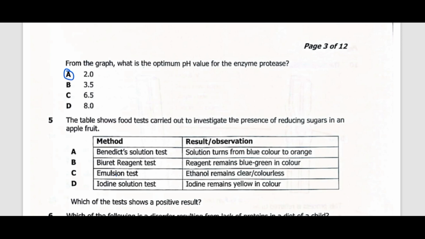Then for question 5, the table shows food tests carried out to investigate the presence of reducing sugars in an apple fruit. Then we have the method and the results or observation. The first one is Benedict's solution, so this is our answer. We can't even look at B. In B, we have burette, emulsion test, and iodine. So the answer is A, since even in the observation, we can see that the solution turns from blue color to orange.